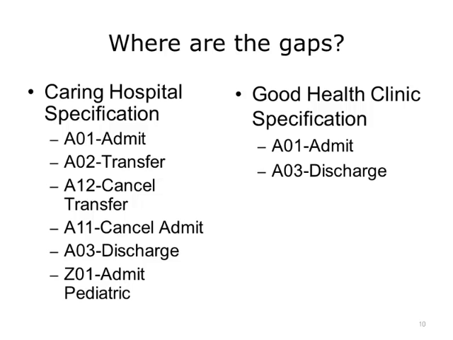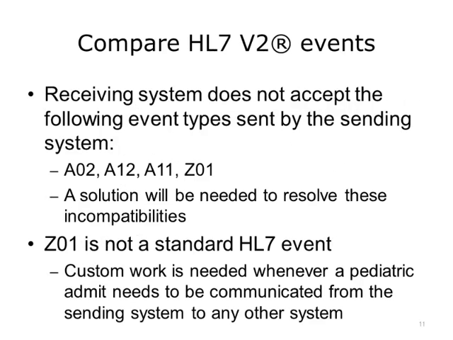Are there any incompatibilities? The first thing to note is that the sending events A02, A12, A11, and Z01 are not expected on the receiving system of Good Health Clinic. This is a significant gap. Perhaps the events from the sending system will be able to be mapped into two Good Health Clinic trigger events. The second thing to note is that the sender is using a Z segment. That means that site-specific work will be needed since there is no logical map.